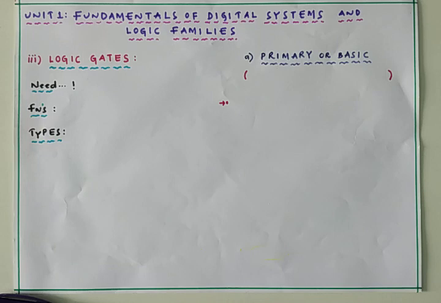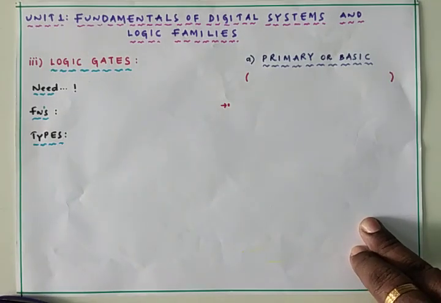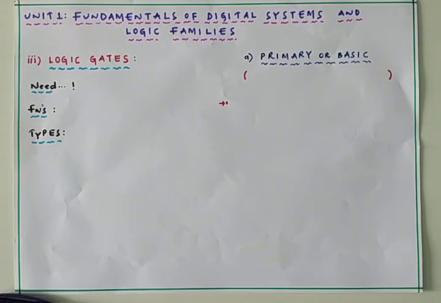In the previous class, I discussed the need of the logic gates with examples of various types of digital circuits. So in this class, I am going to continue the same topic, that is logic gates with all its classifications. Logic gates is the third topic in the first unit. First topic is introduction to the digital system. Second topic is digital signal, and third topic is logic gates.